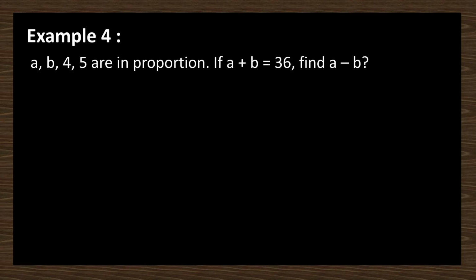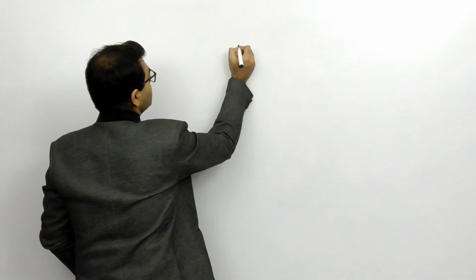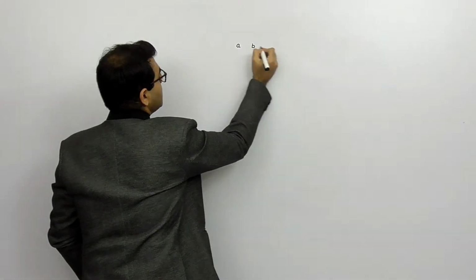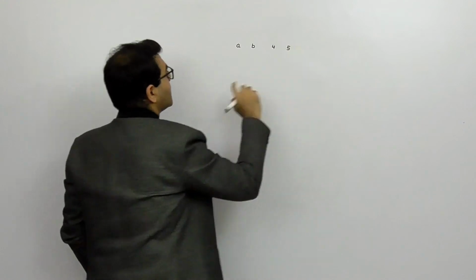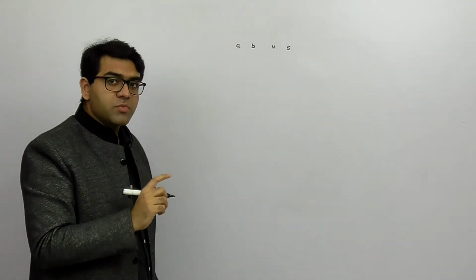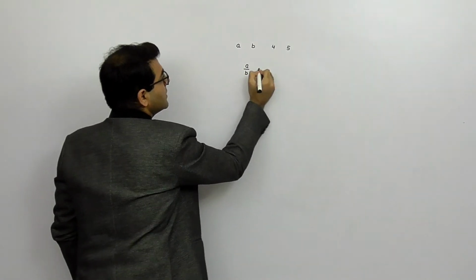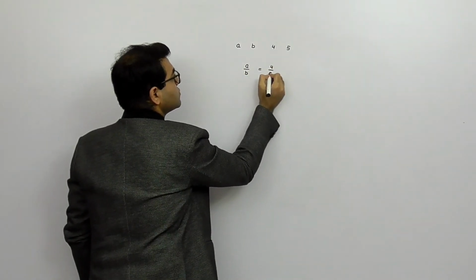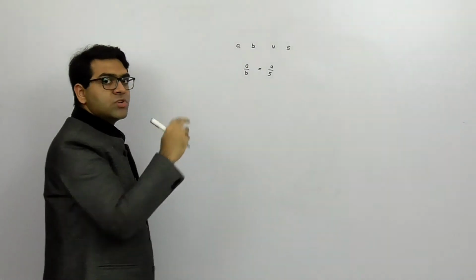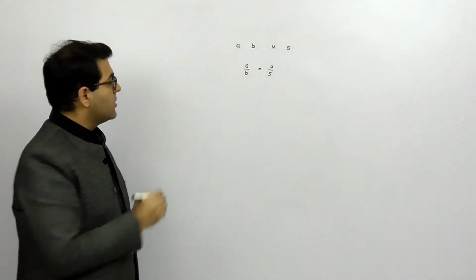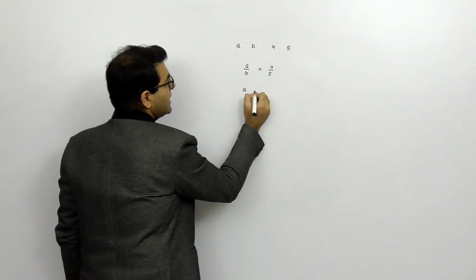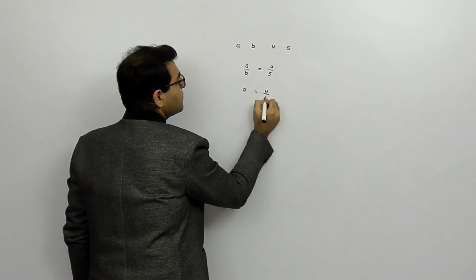If a plus b equals 36, find a minus b. In this given question, the first thing that I have here is that 4 variables a, b, 4 and 5 are in proportion. Now when they are in proportion, it simply means that the ratio of a to b is equivalent to the ratio of 4:5. So yahan pe mujhe a aur b ka jo ratio hai wo 4:5 diya hua hai. From here, can I say that a can be represented as 4/5 times of b?